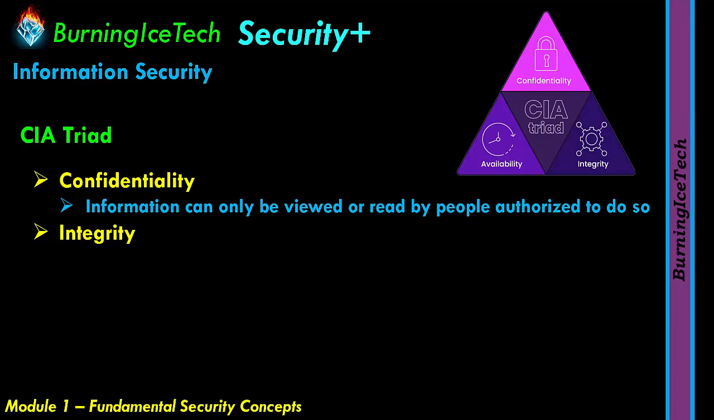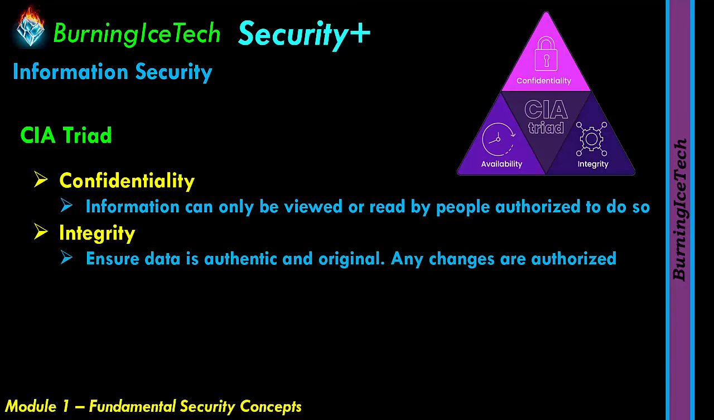So for emails, one way we can achieve integrity is to encrypt the emails, perhaps, or to use some sort of digital signature. So if you receive an email from me and you see there's no digital signature, or it's not the original signature, then you know this email is either not from me or somebody has tampered with it in some way. Alright, so with integrity, we can say this is to ensure data is authentic and original. Any changes are authorized.